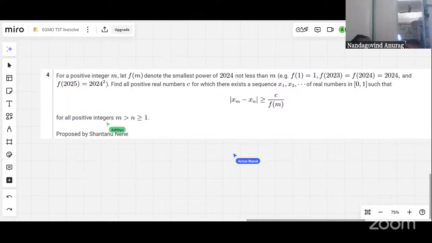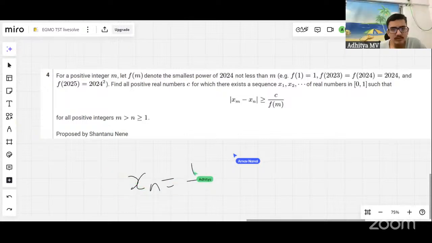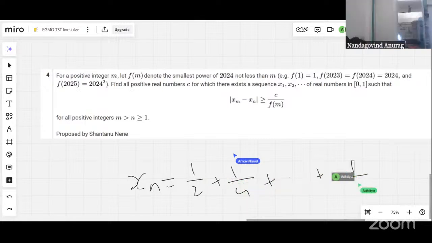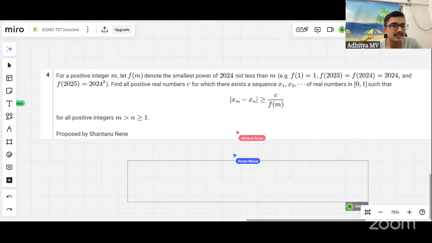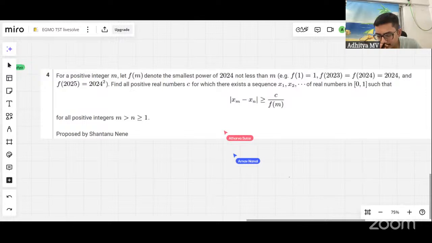You'll be adding... consider this equation, right? Xn is equal to half plus 1/4 all the way till 1 by... no, but that's too small. Like x4 minus x3 would also need to be greater than 1 by 4. You'll be adding half plus 1/4 plus 1/4 plus 1 by 8 plus 1 by 8 plus 1 by 8 plus 1 by 8 plus 1 by 8. You're right, 1 doesn't work.